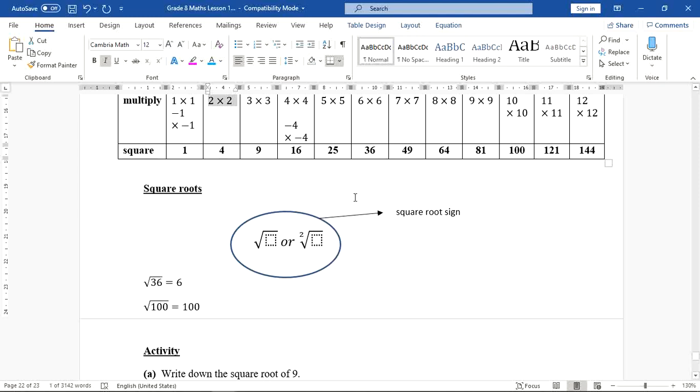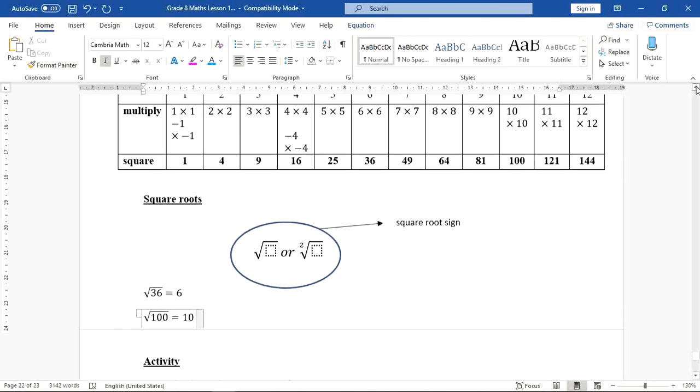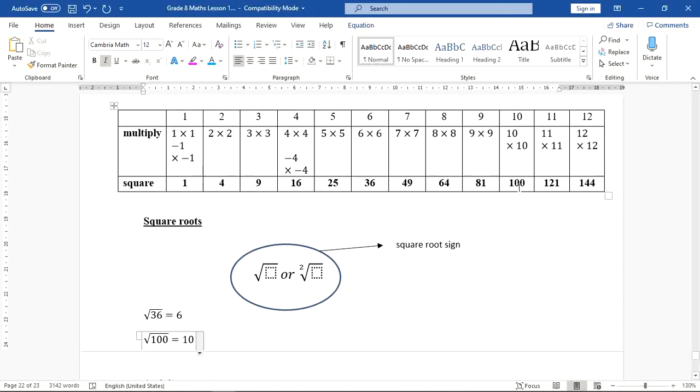So if you take a square number and you put it under the square root, you get its square root. The square root of 36 is 6. The square root of 100 is simply 10, because if you multiply 10 times 10, you get the square number 100. I hope that is making sense to you.